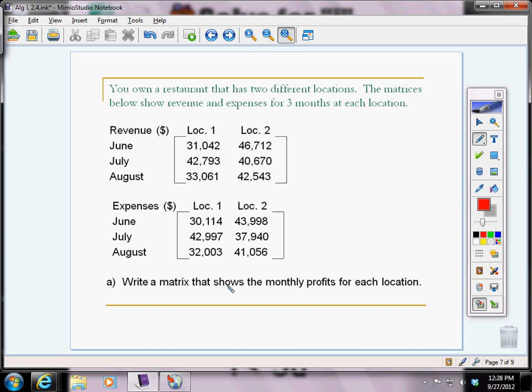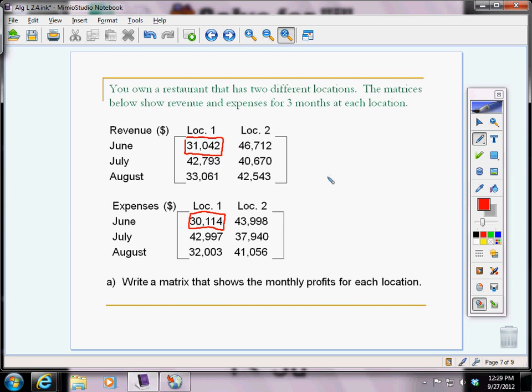The first thing I want to do is write a matrix that shows the monthly profits for each location. So if we want to see the profits, we want to see revenue with expenses. What we're going to do, just like we've been doing, is add our corresponding entries. So, at location 1, if I add 31,042 to expenses 30,114, what do I get?